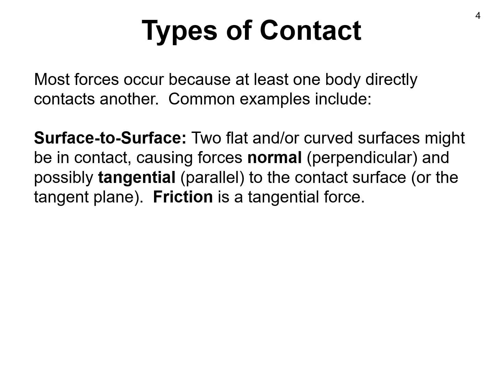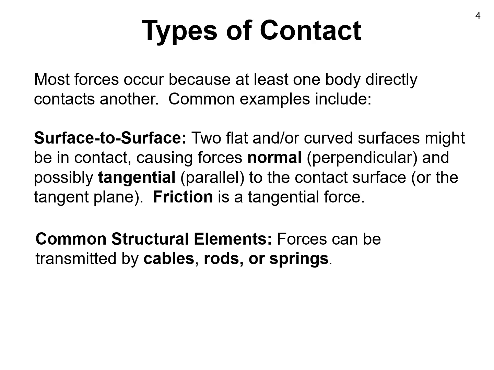You could have surface-to-surface contact, where you have two flat and maybe curved surfaces that are in contact with each other, causing both normal forces and possibly tangential forces relative to the contact surface. Or if we're more technical, sometimes we talk about the tangent plane. Friction is a tangential force, meaning it acts parallel to the surface of contact.